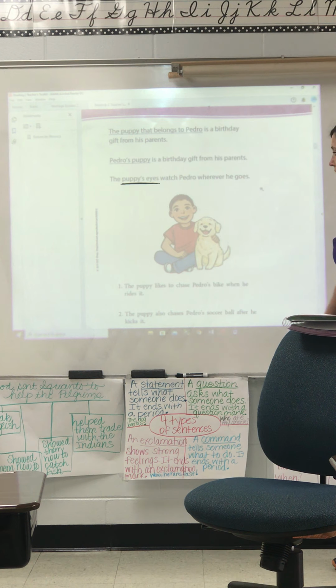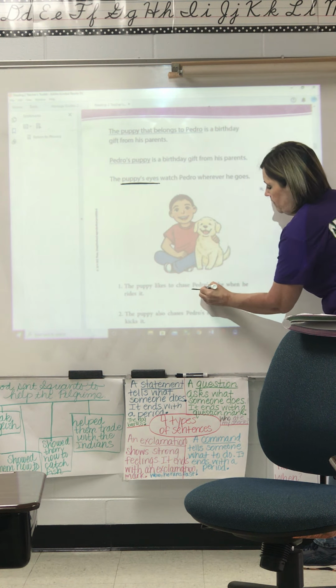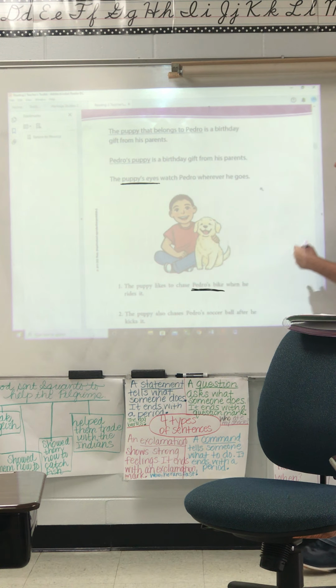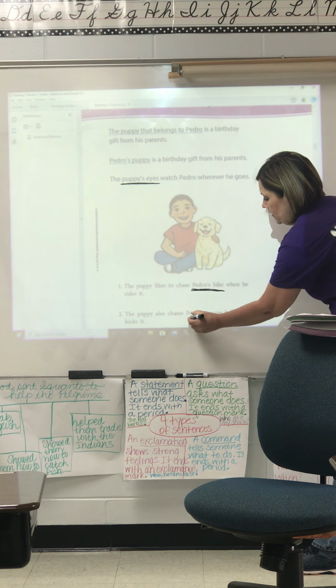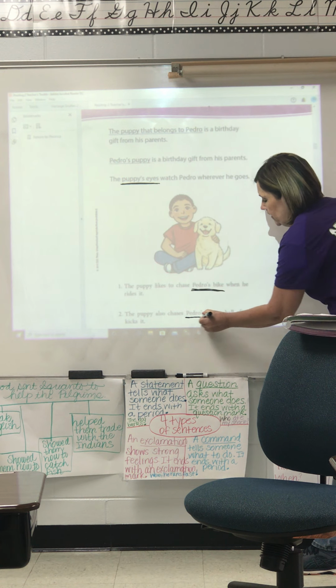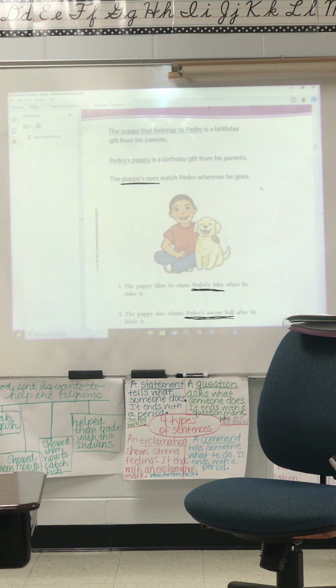So let's just look at two. The puppy likes to chase Pedro's bike when he rides it. Who owns something? Pedro. And what does he own? A bike. Pedro's bike, or the bike that belongs to Pedro. The second sentence says the puppy also chases Pedro's soccer ball after he kicks it. Who owns something? Pedro. What does he own? A soccer ball. Pedro's soccer ball is the ball that belongs to Pedro.